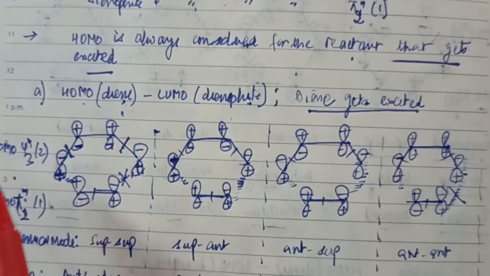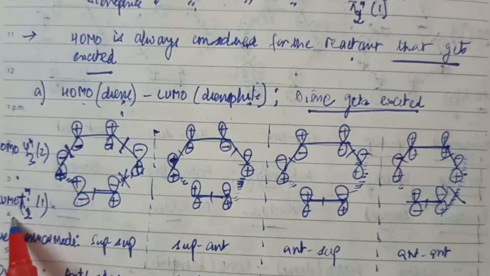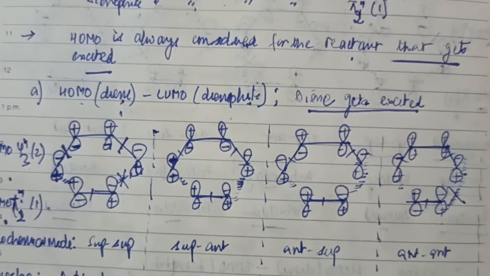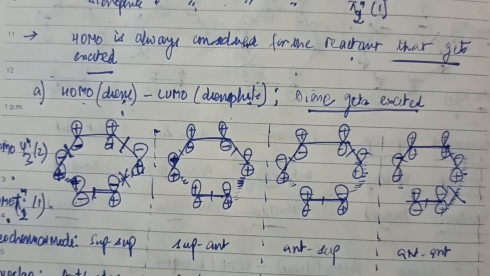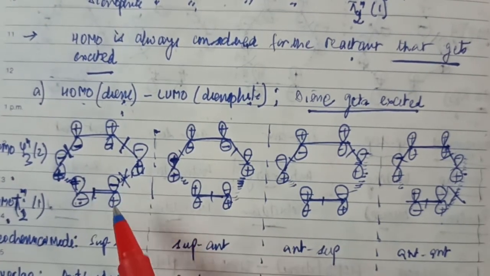Once diene gets excited, LUMO of the dienophile. Dienophile's LUMO will be pi2 star having one node. If this is plus, I have to put a node here. This will be minus. If this is plus, this will be minus. This is minus. This is plus.